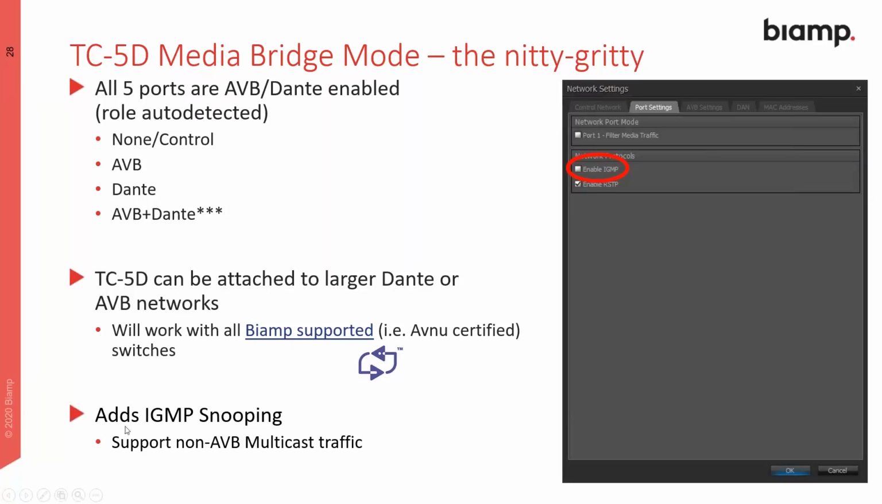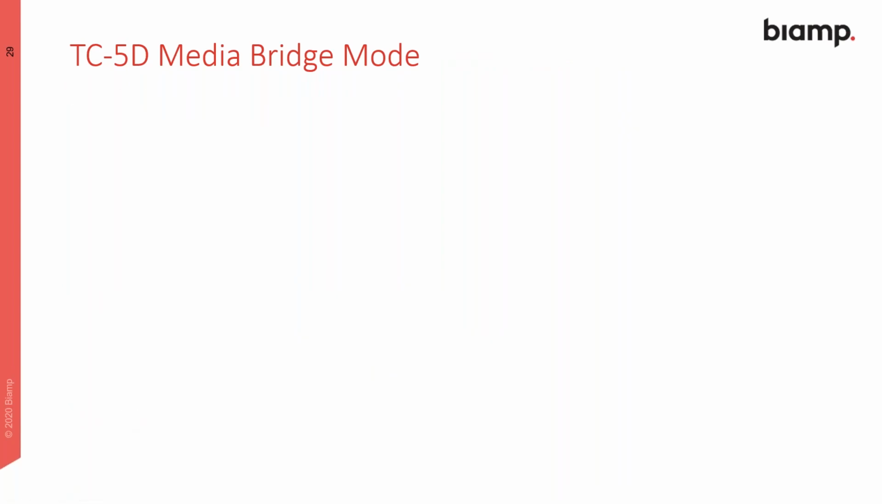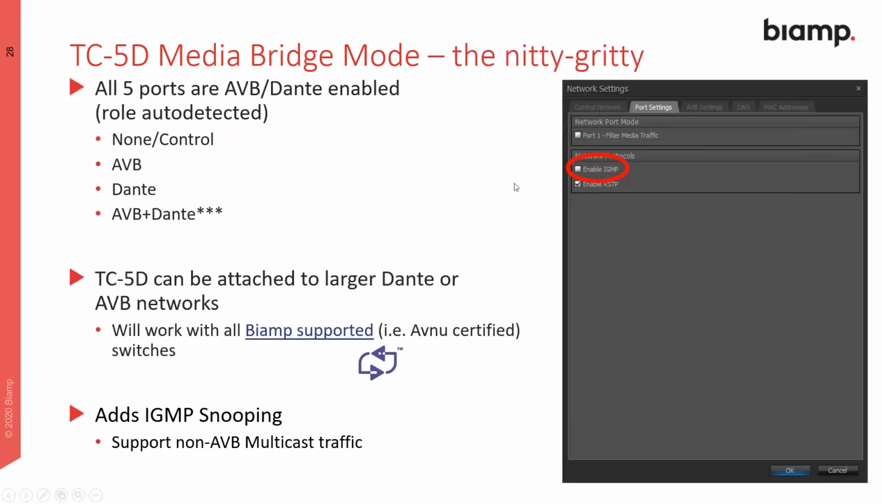Last thing, you can add the IGMP snooping, which can support non-AVB multicast traffic. As you may know, some of the vendors support multicast traffic. For example, they can run video or audio through the multicast IGMP snooping, or like CobraNet, for example. Then you can just enable the IGMP snooping in those devices.